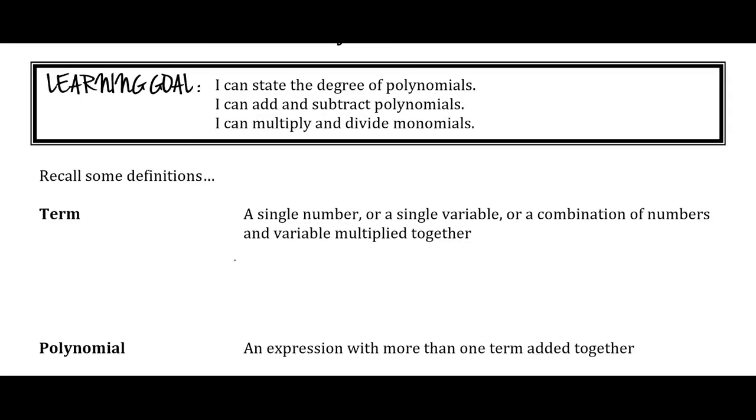Some examples could be something like 5. That could be a term. A or x. Those could be terms. We could have 5x or negative 10x squared or 3xy squared, or any combination of numbers and variables multiplied together would be a term.